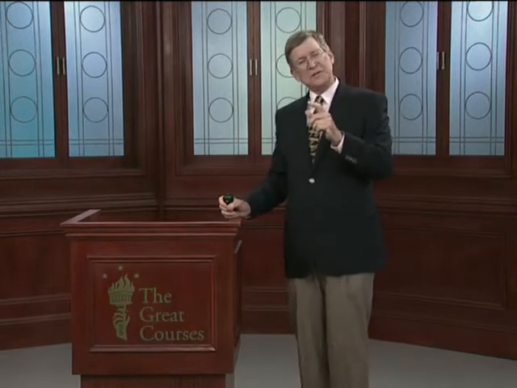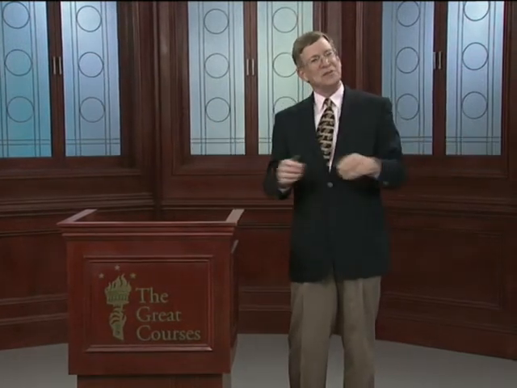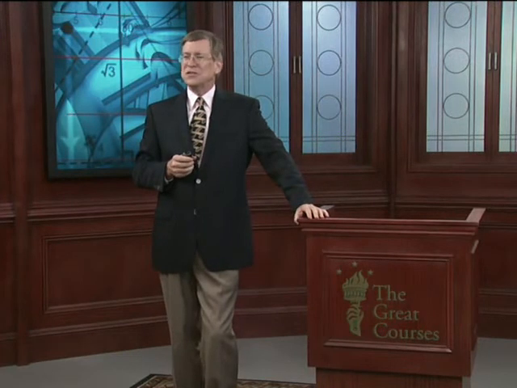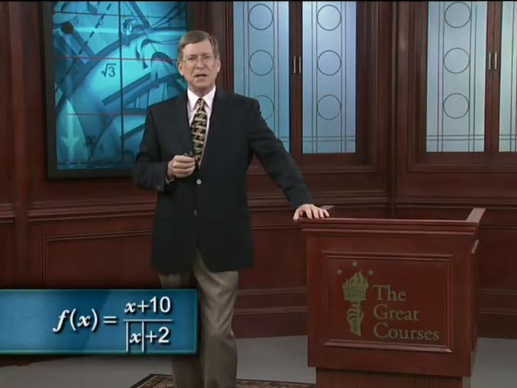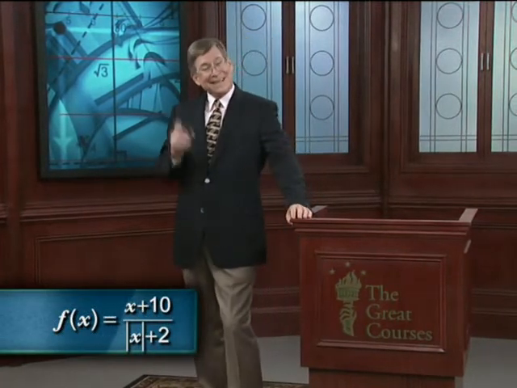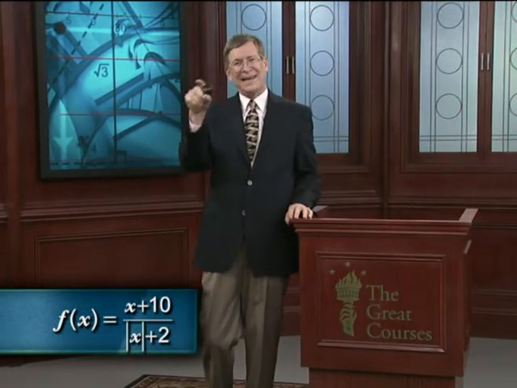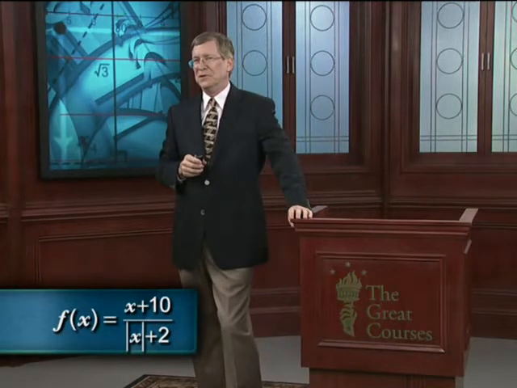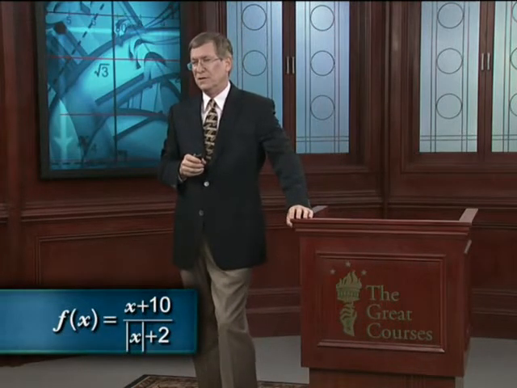Now, I promised to show you a function that has two horizontal asymptotes. Let me show you this function. It's kind of an interesting function. It's kind of bizarre. It's not a rational function. And of course, there are many such examples, but I chose this one. Let's consider the function x plus 10 divided by the absolute value of x plus 2. It's not a rational function because that denominator is not really a polynomial. It's got that absolute value sign in there.